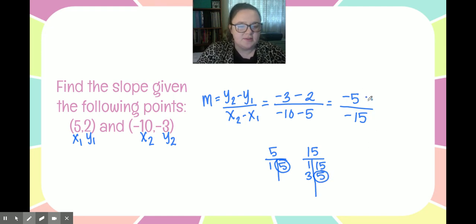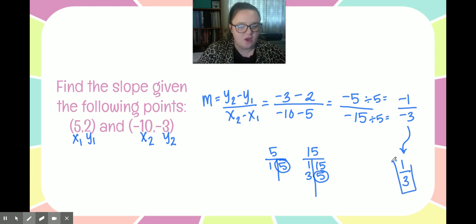So if I can divide both of these by 5, which is that greatest common factor, negative 5 divided by 5 is negative 1. Negative 15 divided by 5 is negative 3. And then we see, a negative over a negative, we don't want to leave it like that. A negative over a negative gives us a positive. So my answer is positive 1/3. And again, we can prove that point, right?